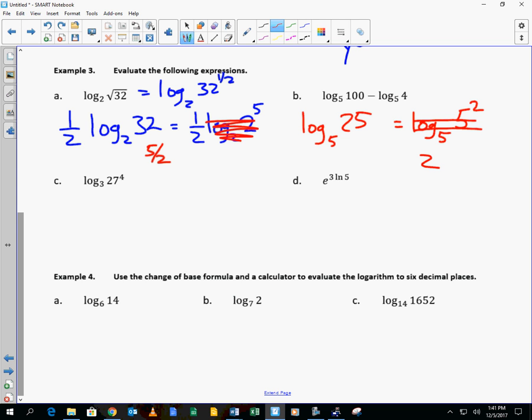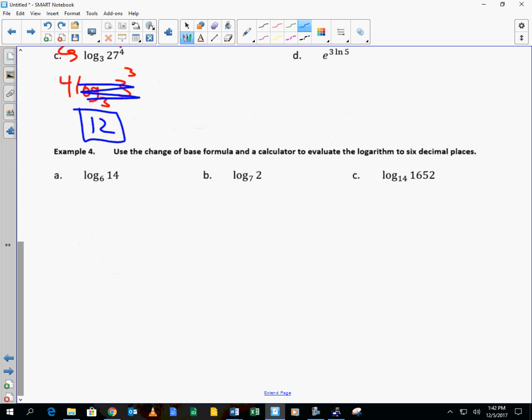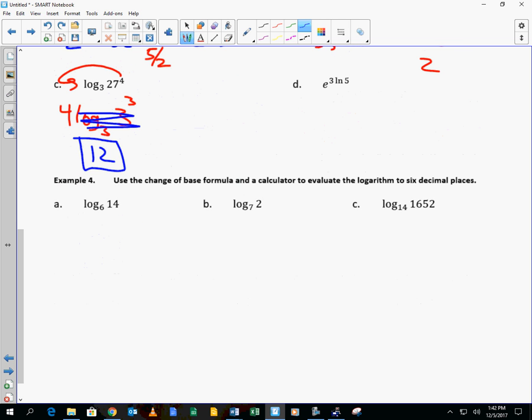What do you want to do here? Okay, Charlie says bring the 4 out. So we have 4 log base 3. Can you rewrite 27 so it has a base of 3? Good. Yep. Good. How about D? Yeah, e to the 3 natural log of 5.